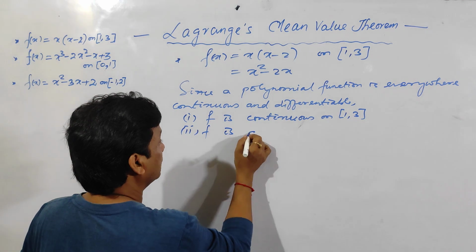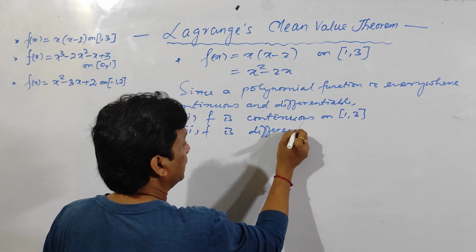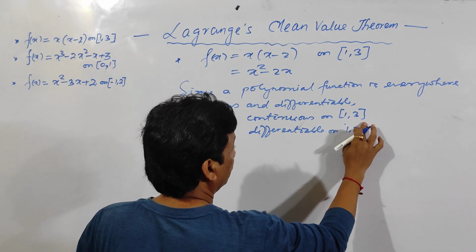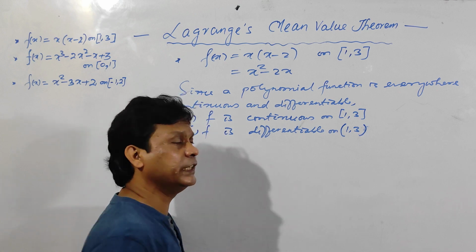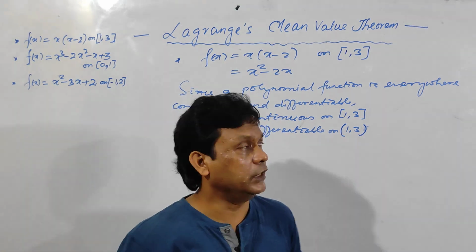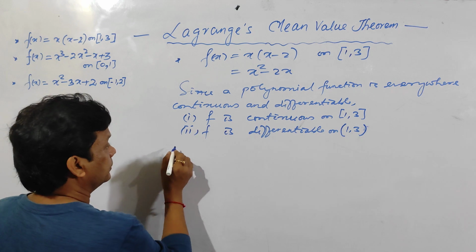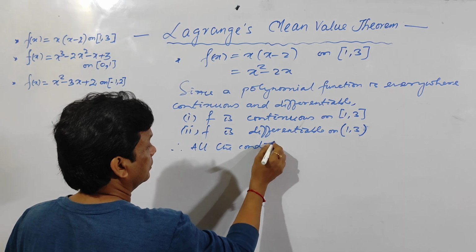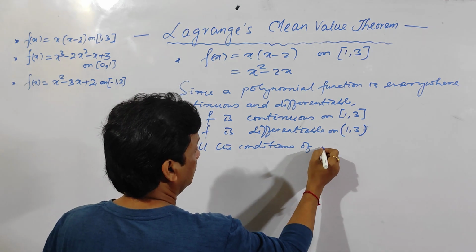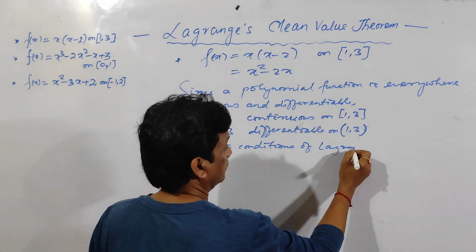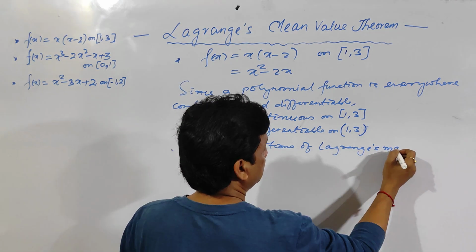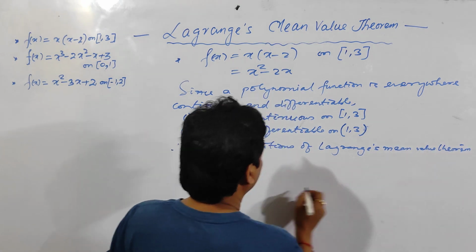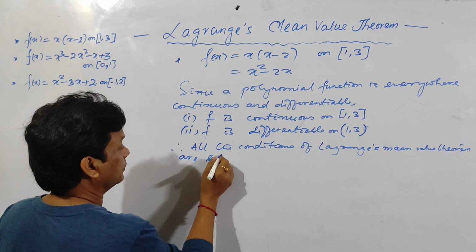F is differentiable on open interval 1, 3. What is the meaning of differentiable? That means the derivative exists in between 1 and 3. Clear? Now, therefore, all the conditions of Lagrange's mean value theorem are satisfied. Okay?